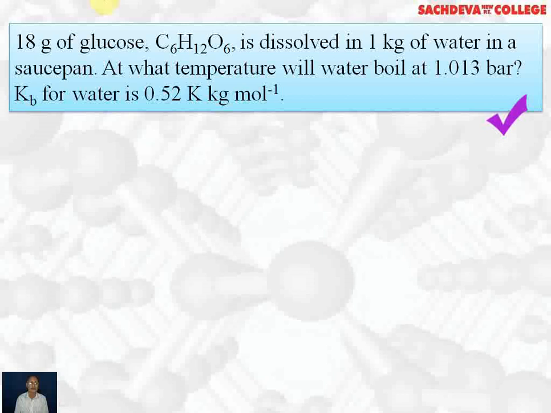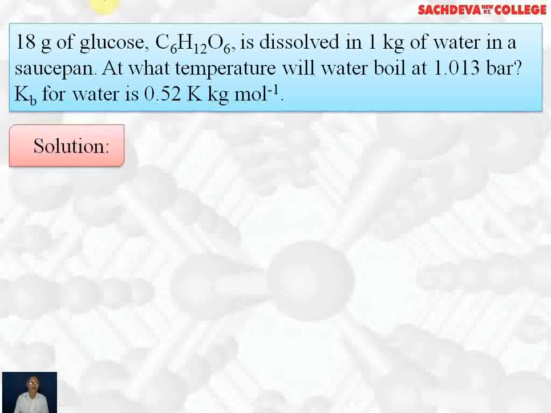18 gram of glucose C6H12O6 is dissolved in 1 kilogram of water in a saucepan. At what temperature will water boil at 1.013 bar? Kb for water is 0.52 Kelvin kilogram per mole. Now, how do we solve it?